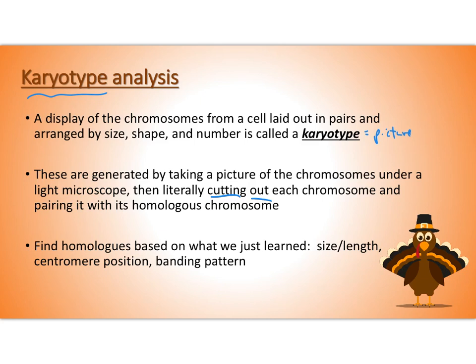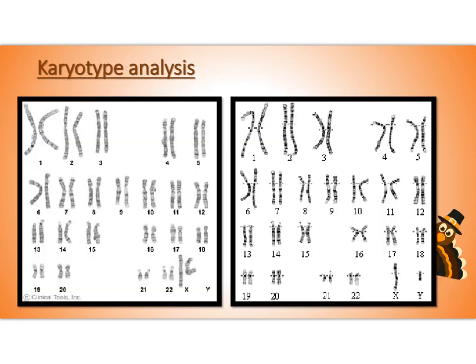Now, today, as you might guess, our technology is better and we can do this stuff with computers, right? And so now we can get a picture and we can digitally rearrange the chromosomes, and the computer can help us pick out which chromosomes go with which chromosomes. But in the end, you're going to get pictures that look like this. So here are a couple of examples of karyotypes. So this would be one cell over here, and this would be a different cell over here.